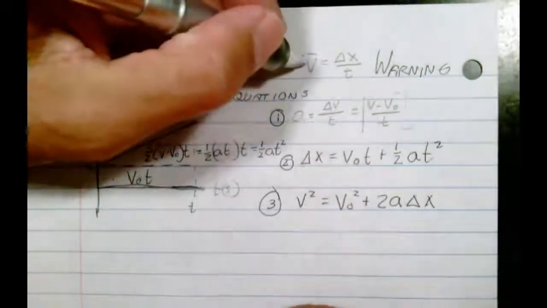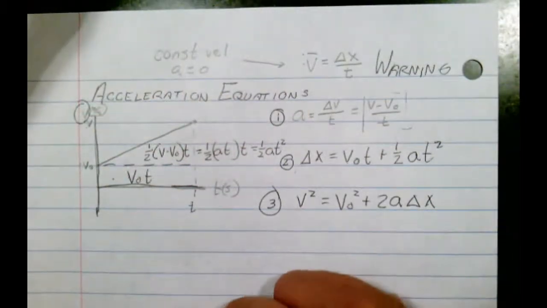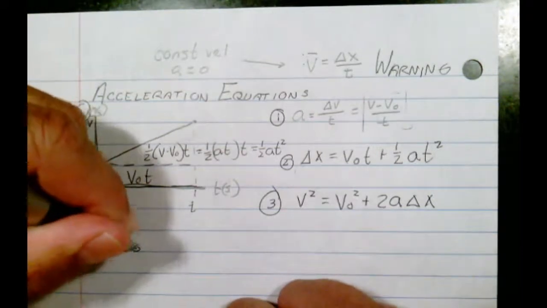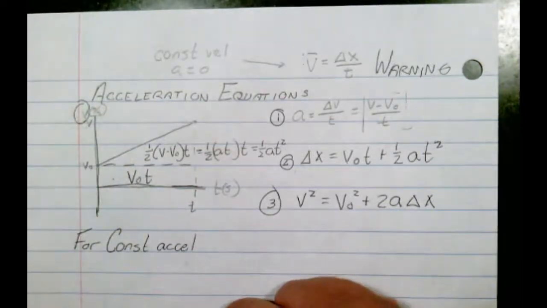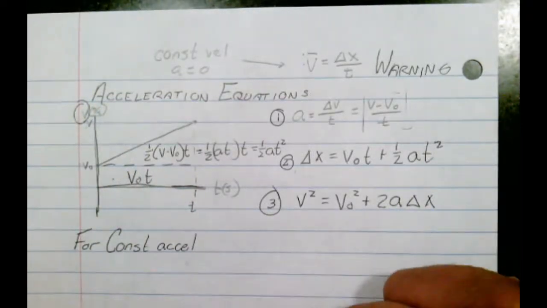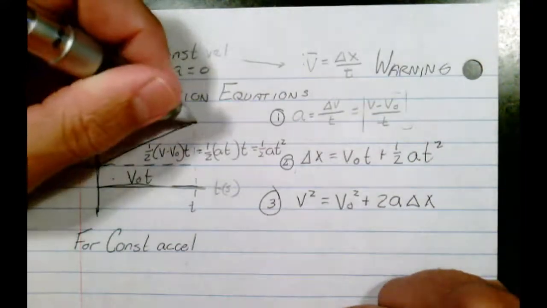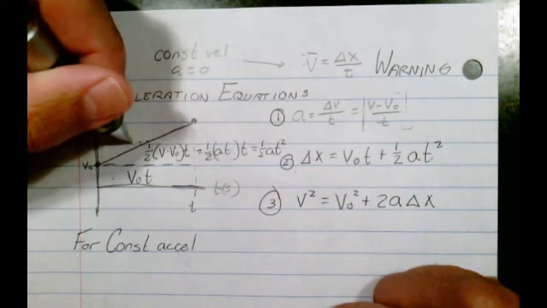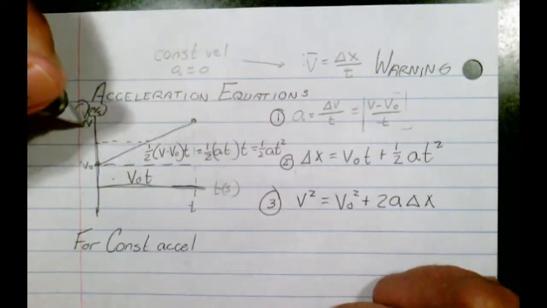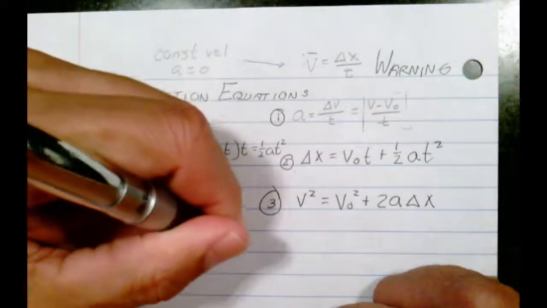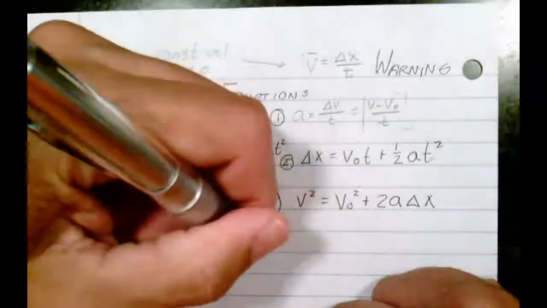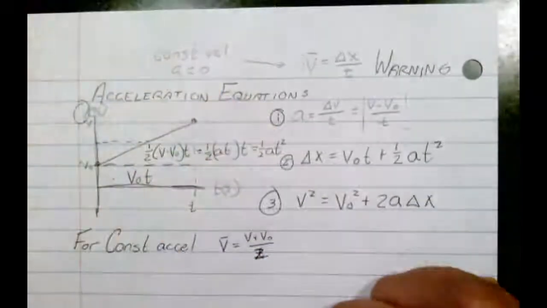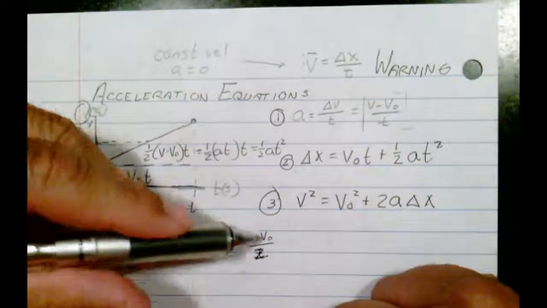Now let me come back to this V average. Remember what I mentioned. For constant acceleration, which is what we deal with in this class for the most part, I'll tell you when we're not, but almost every kinematics problem will have constant acceleration, the average velocity is just the average of the initial and final. So V average is equal to V plus V0 over 2. I'm sorry, I keep saying over t, over 2. Okay, it's the average of those two things.